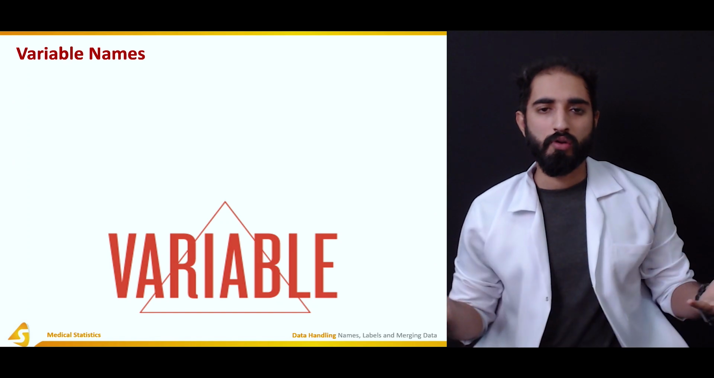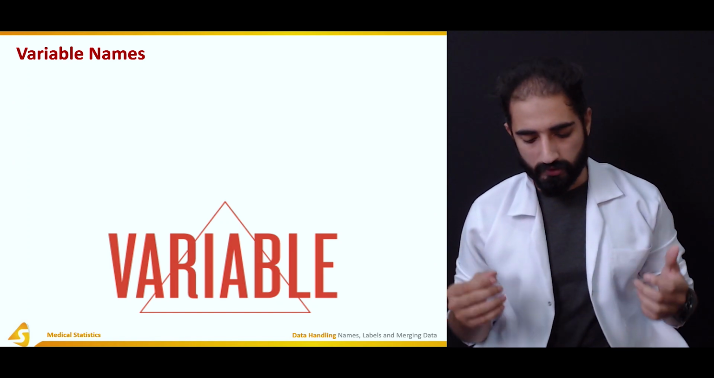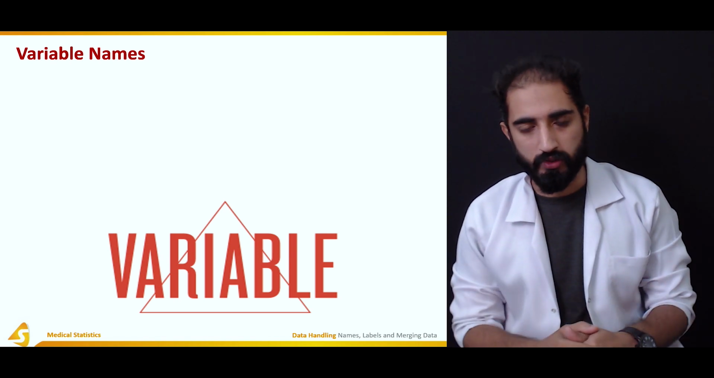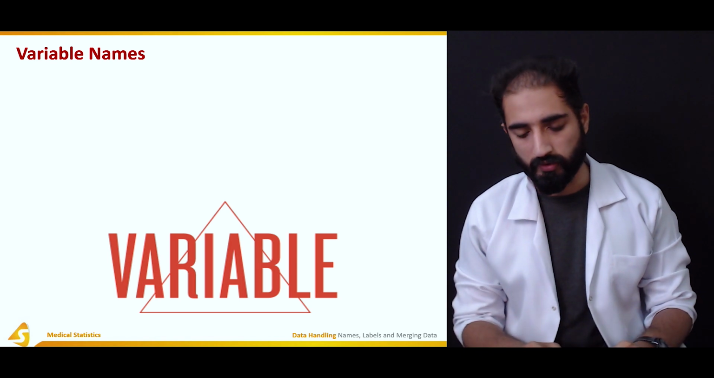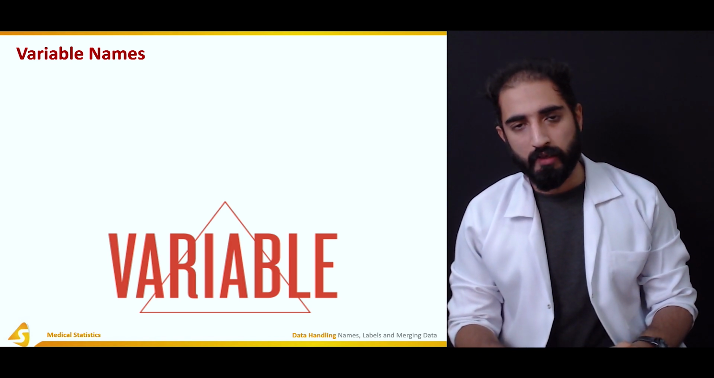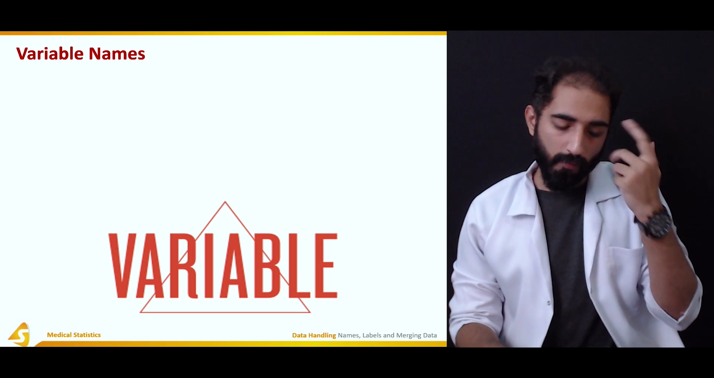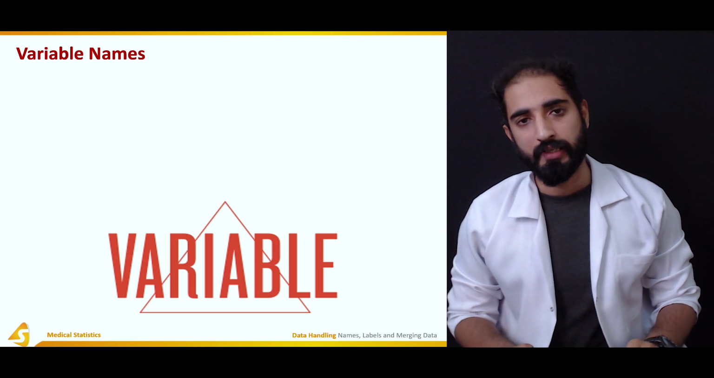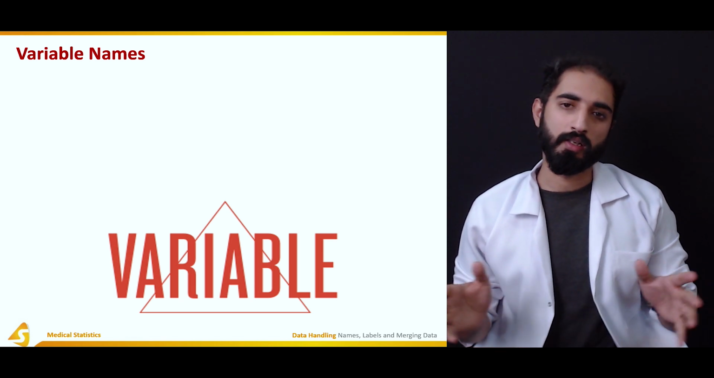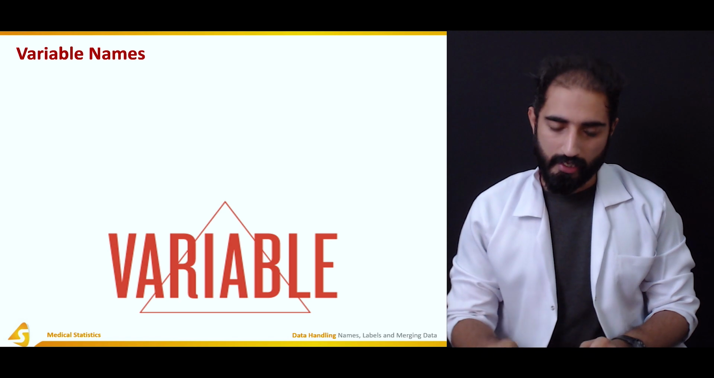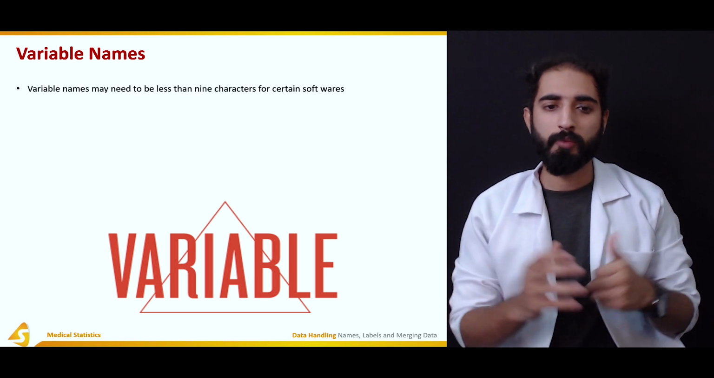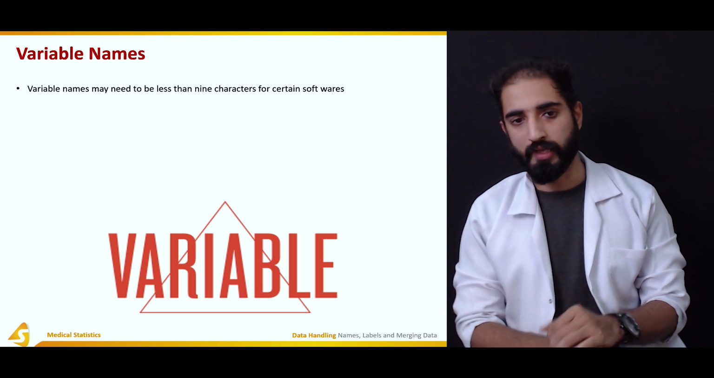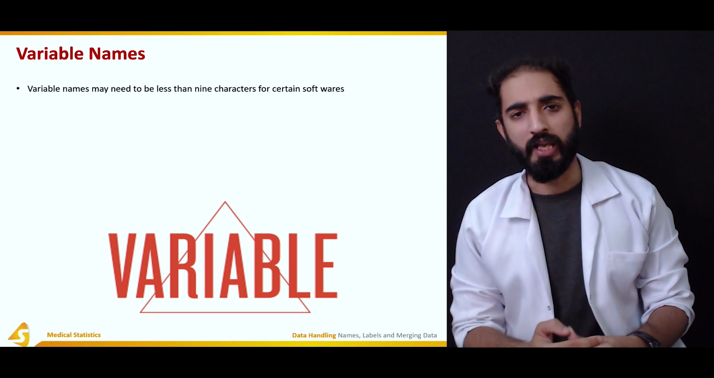So, a variable is anything which can take any quantity, and there are numerous variables which are considered in every research by researchers. When we are naming the variables in a form, it is different, but when it is about data entry and we are naming the variables, we need to be concerned with some points. One is that the variable names may need to be less than 9 characters for certain software, and for that purpose, we need to keep the name short.